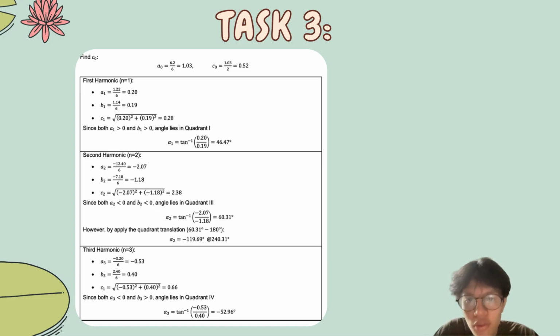For the first harmonic, since both a1 and b1 are more than 0, the angle lies in quadrant 1. However, for the second harmonic, a2 and b2 are below 0, so the angle lies in quadrant 3. But for the third harmonic, a3 is below 0 and b3 is more than 0, so the angle lies in quadrant 4.